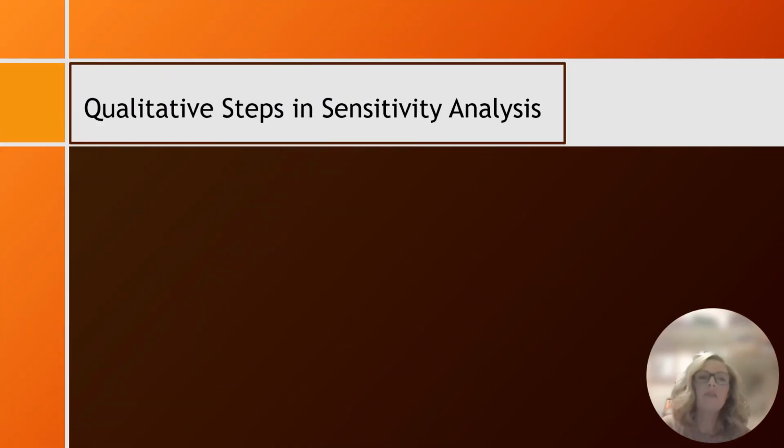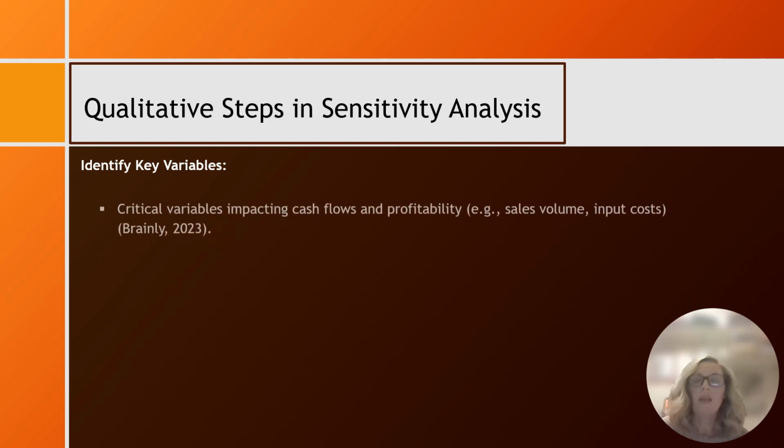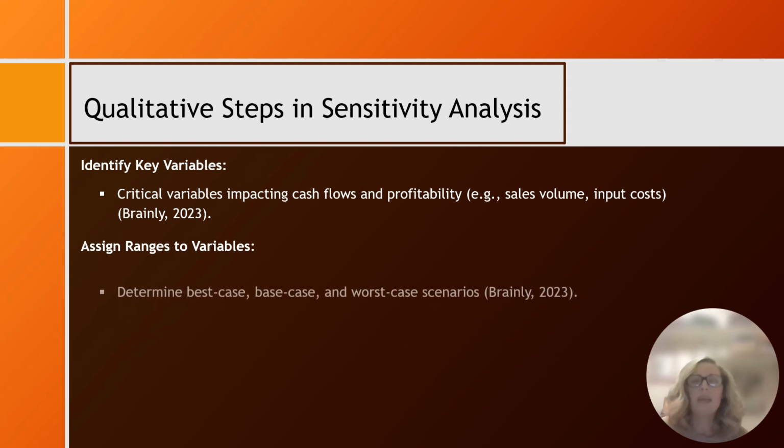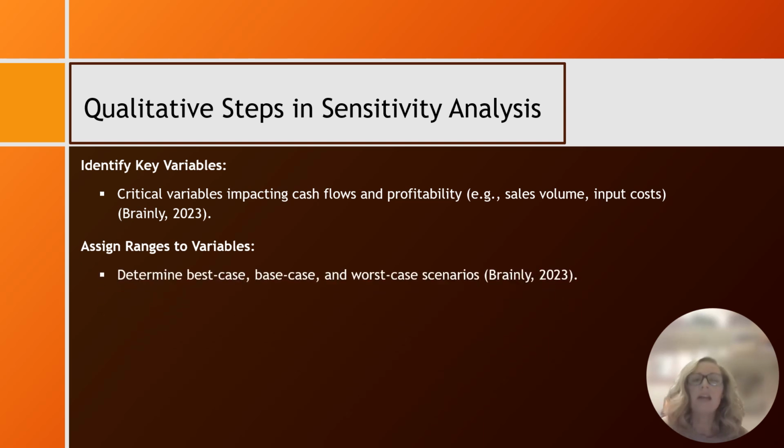There are several steps used to conduct a qualitative sensitivity analysis. You start by identifying the critical variables that significantly impact the project's cash flows and profitability. These could include factors like sales volume, input costs, and market conditions. The next thing you're going to want to do is assign ranges to the variables. For each key variable, determine a range of possible values. This typically includes best case, base case, and worst case scenarios to cover a spectrum of potential outcomes.